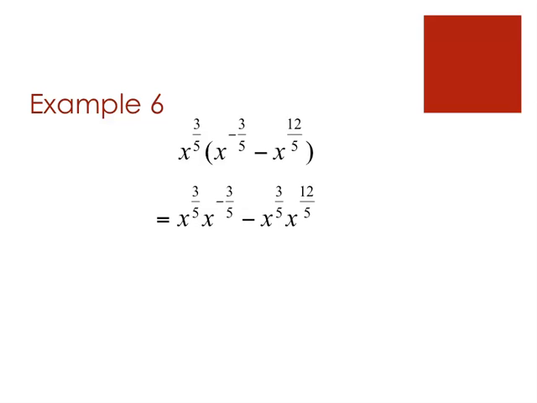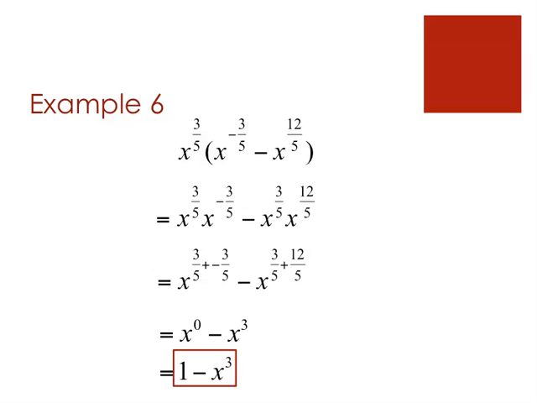Now, for each of these, we have x to the 3/5 times x to the negative 3/5, which applies the first exponent law because you're multiplying with the same base, which means you can add the exponents. So x to the 3/5 plus negative 3/5, and then x to the 3/5 plus 12/5. That first one is going to give us x to the 0. Second one is going to give us x to the 15 over 5, or x cubed. So now we have x to the 0 minus x cubed. Now anything to the 0 power is going to equal 1. So this is 1 minus x cubed.